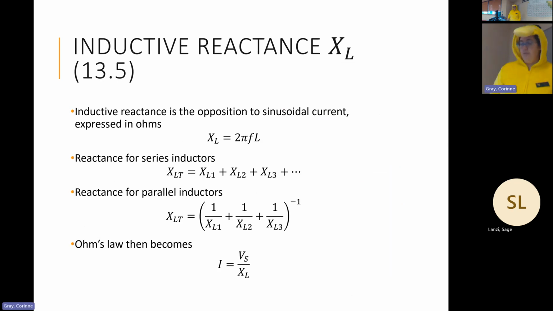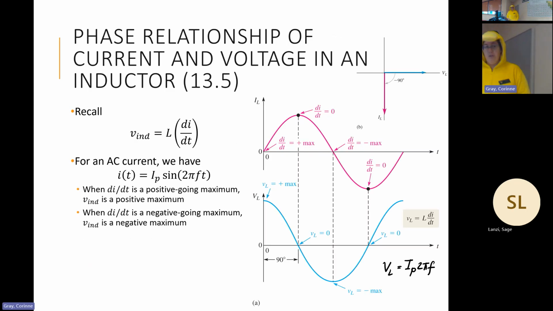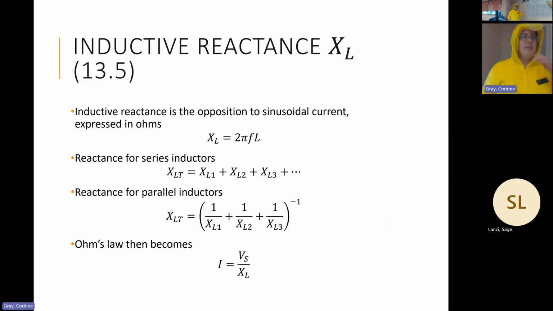All right, so with inductive reactance, it is going to have a different equation. If we look at our equation here relating voltage and the current value, we can also combine this with Ohm's law to get that our inductive reactance, XL, is going to be 2 pi times the frequency times that inductance value. This here is measured in ohms.